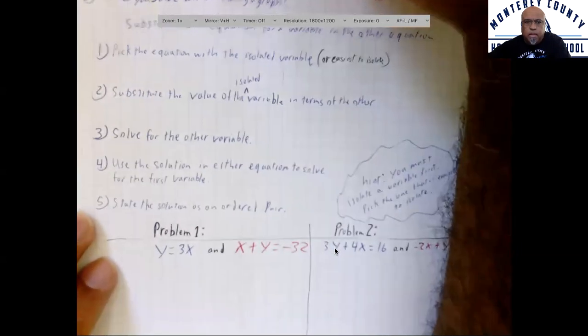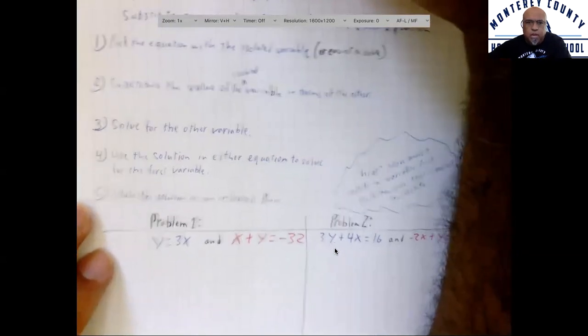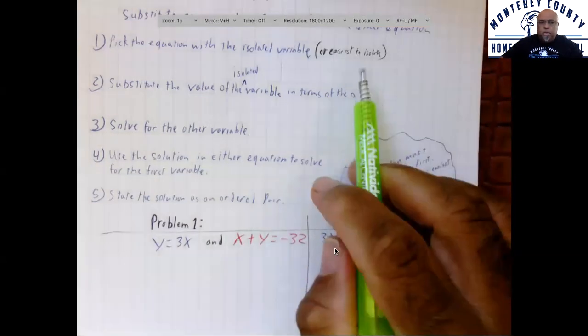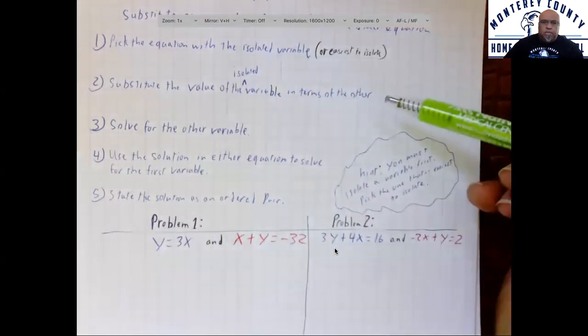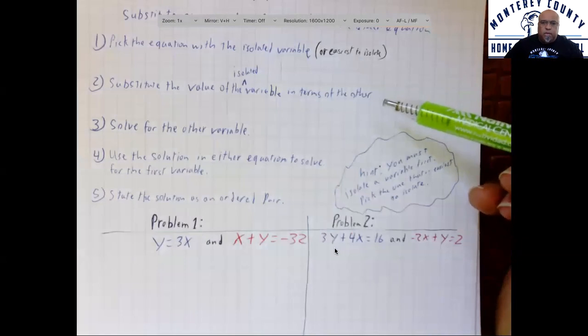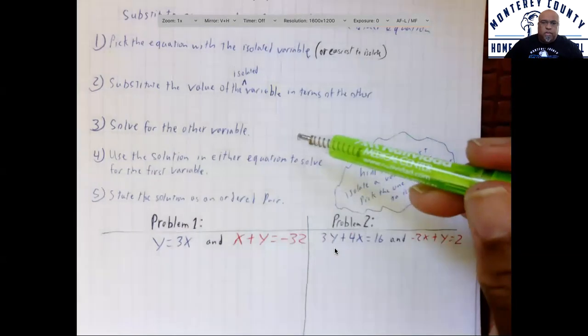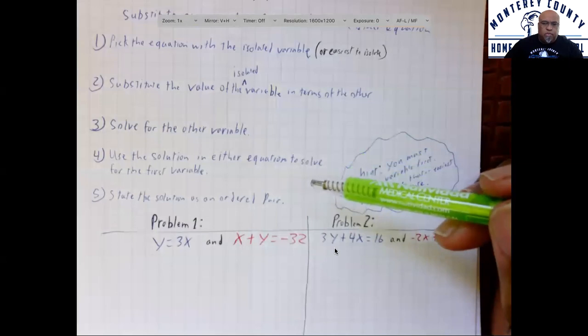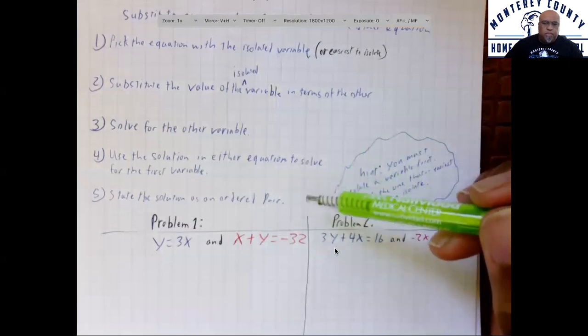Okay, let me get my arm out of the way. So here are the 5 steps to solving by substitution. Number 1, pick the equation with the isolated variable or the easiest to isolate. Step 2, substitute the value of the isolated variable in terms of the other variable. Number 3, solve for the other variable. Number 4, use the solution in either equation to solve for the first variable. Number 5 is to state the solution as an ordered pair.